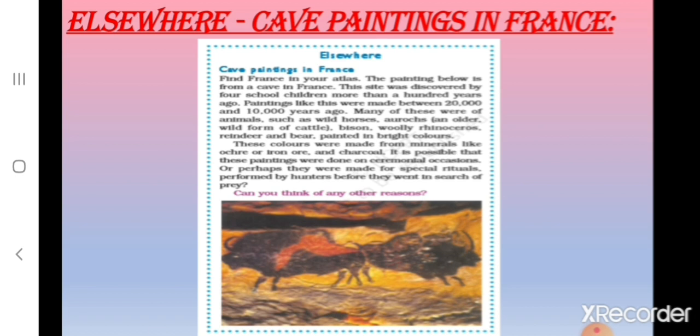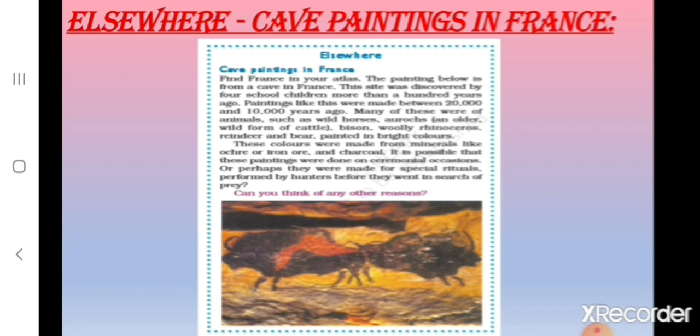When were these paintings made? These paintings were made between 20,000 and 10,000 years ago. And who had discovered them? It was discovered by the 4 school children. And many of these were of animals such as wild horses, aurochs. What is aurochs? An older wild form of cattle. And bison, woolly rhinoceros, reindeer and bear.